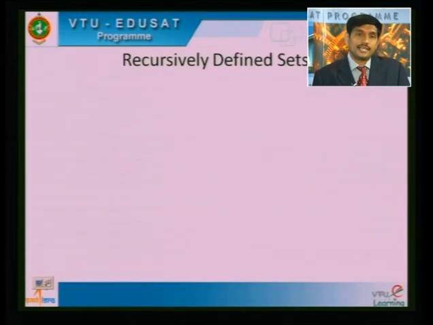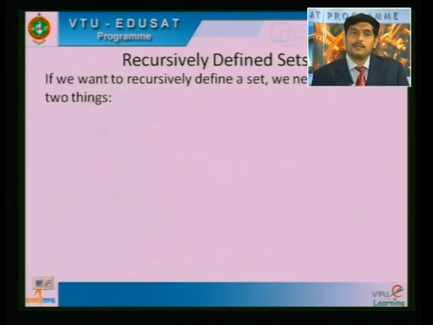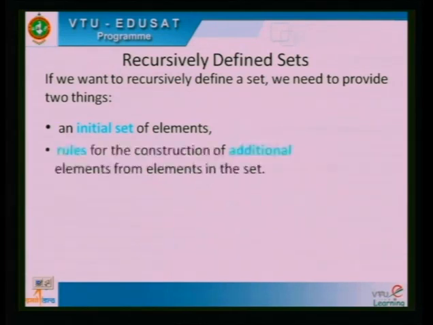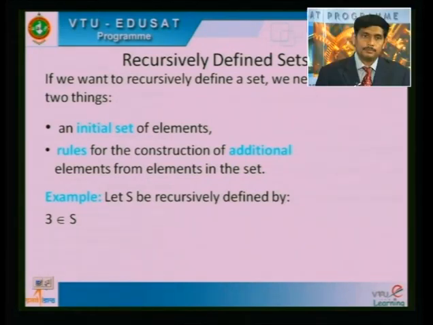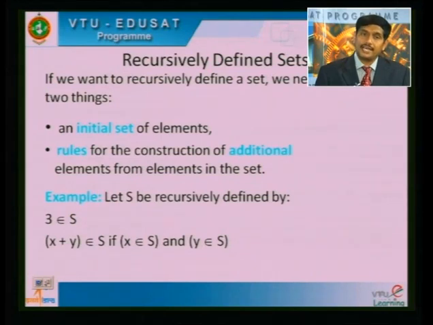The recursively defined sets, what is the meaning here? If we want to recursively define a set, we need to provide two things. What are they? First one, an initial set of elements. The second condition is the rules for the construction of additional elements from elements in the set. Next, we give some examples related to this. Let S be recursively defined by: 3 belongs to S, and X plus Y belongs to S if X belongs to S and Y belongs to S.